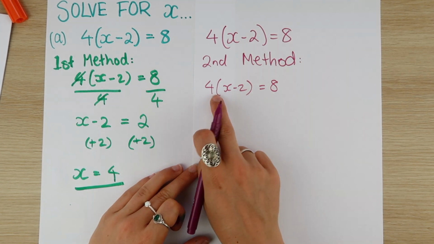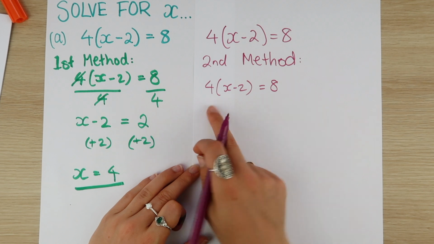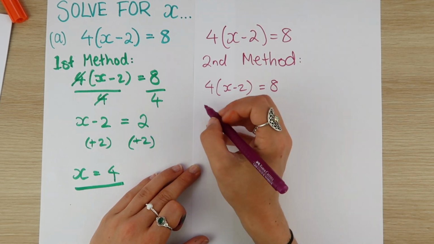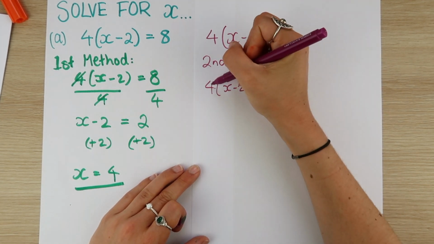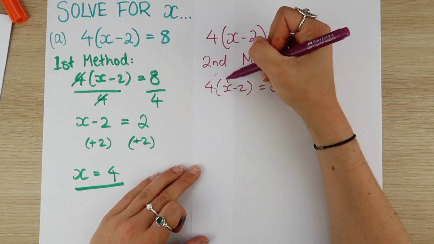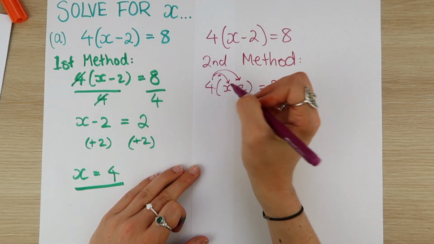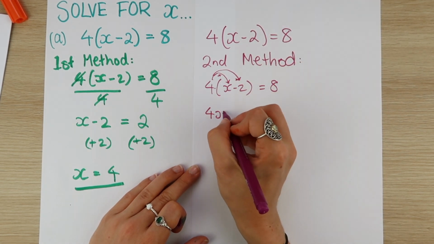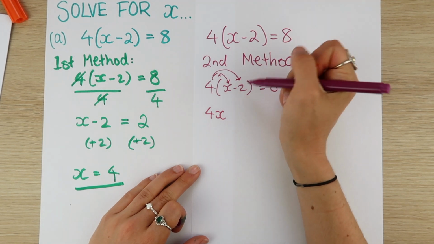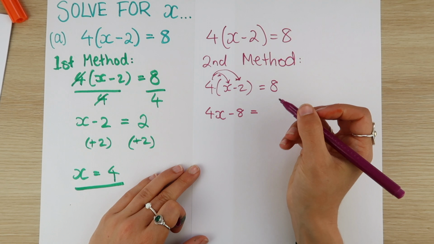Now before, you'll recall that we just divided both sides by 4. This time, I'm actually going to expand my brackets first. So when expanding, this means that this value out the front of the brackets is multiplied by each of the individual terms inside the brackets. So 4 times x becomes 4x. 4 times negative 2 is negative 8. And that is equal to 8.